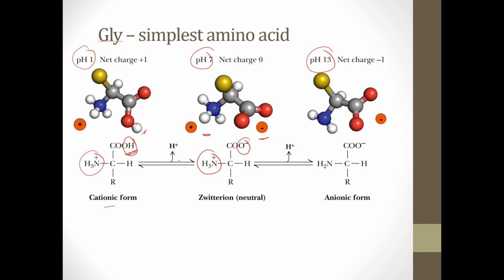And if we make the solution even more basic, tend towards pH of about 13, you're going to see an anionic form where the medium is much more basic than the weak acid, therefore it will be deprotonated, which we see here, but we will also end up deprotonating the base, which makes it lose the cationic charge. So over the spectrum of a pH titration, you can go from cationic to Zwitterion to anionic.